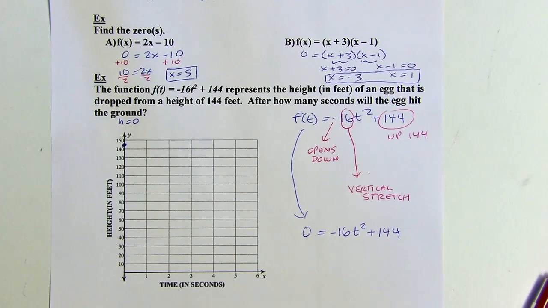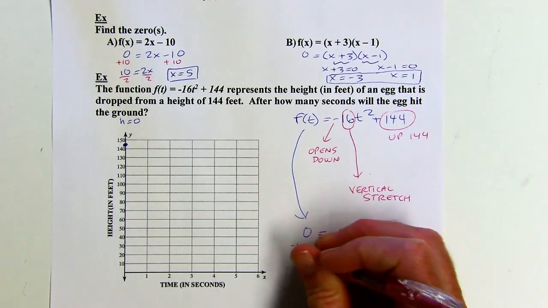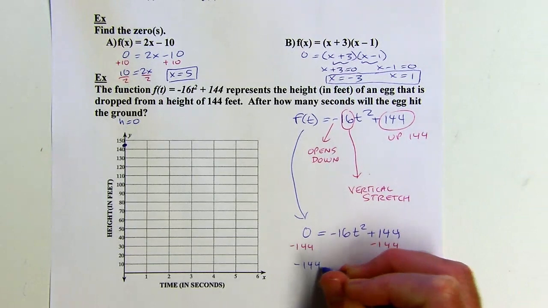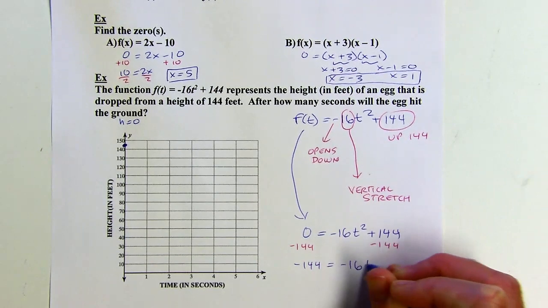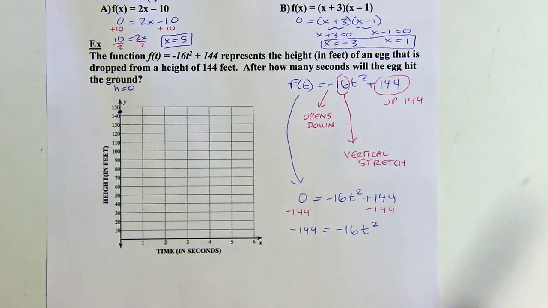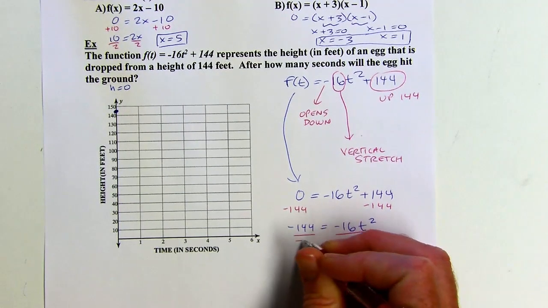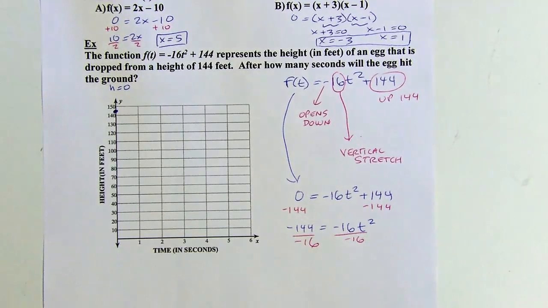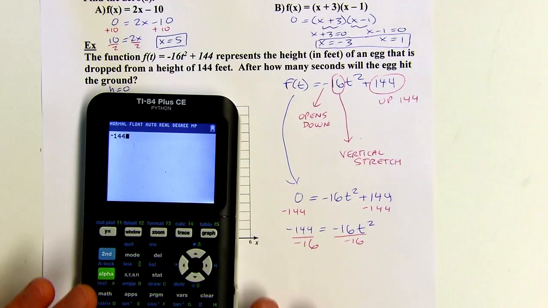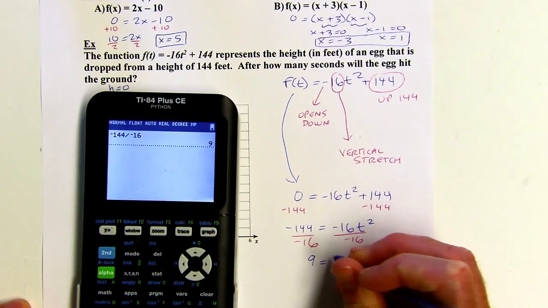So I want to get the t by itself. I'm going to subtract 144 from both sides. So now I've got negative 144 equals negative 16t squared. All right. And now I'm going to divide both sides by negative 16 to get rid of the negative 16. Okay. And let's just try that out real quick here. So negative 144 divided by negative 16 comes out to 9. So 9 equals t squared.